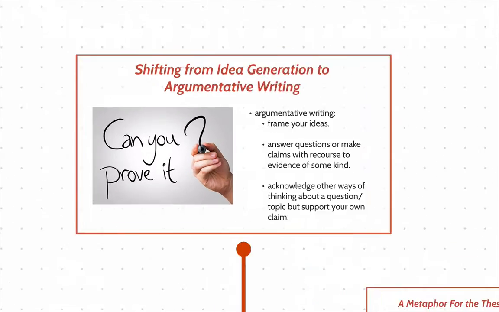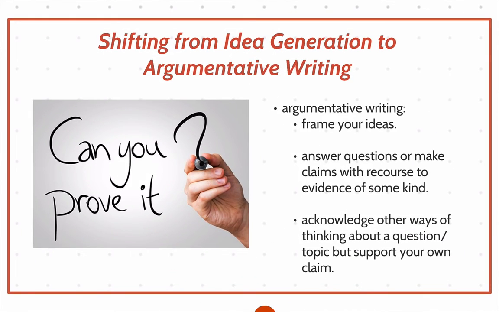So in your last micro lesson, we talked about idea generation, situating your own ideas in relation to others, and we're going to shift gears a little bit and talk about argumentative writing in this micro lesson. So in argumentative writing, you're framing your own ideas and you're answering questions or making claims with recourse to evidence of some kind, right? So the image that you have here, can you prove it?